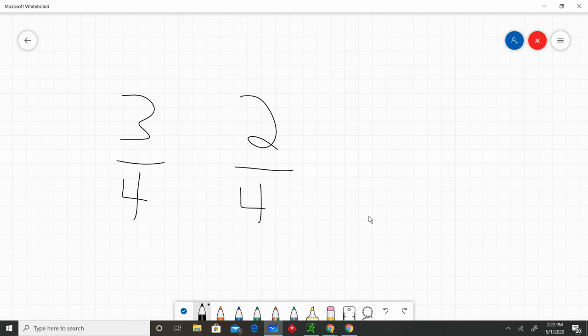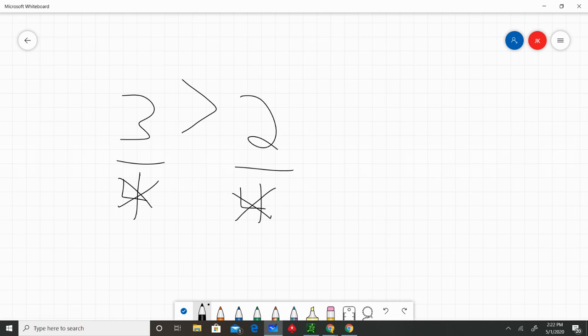So if I were to compare these and try to figure out which one's greater or less than, one strategy that I can use is when the denominators are the same, I can simply forget about them. I can cross them out. And now it's a matter of simply comparing 3 against 2. We know 3 is greater than 2. So that's one way, right? When denominators are the same, cross them off.